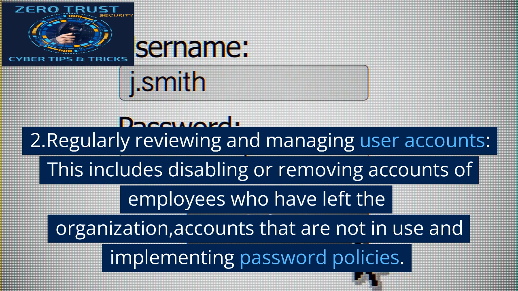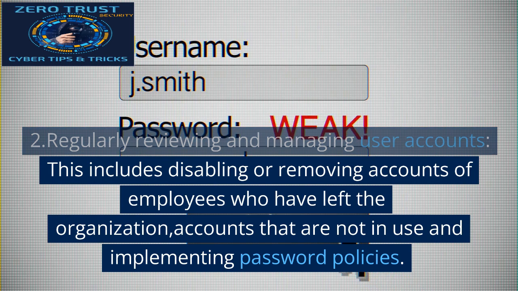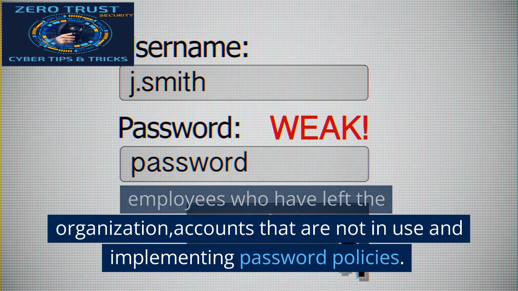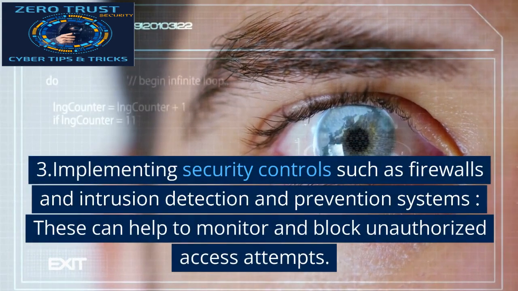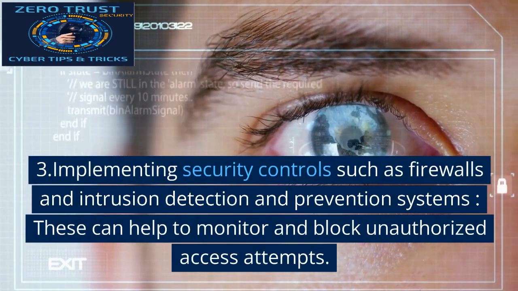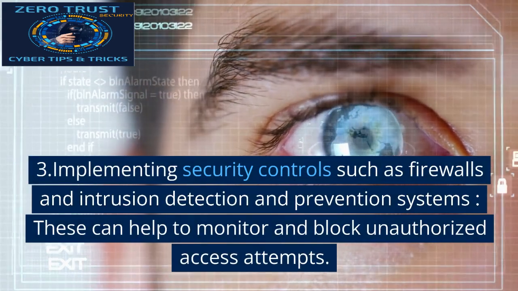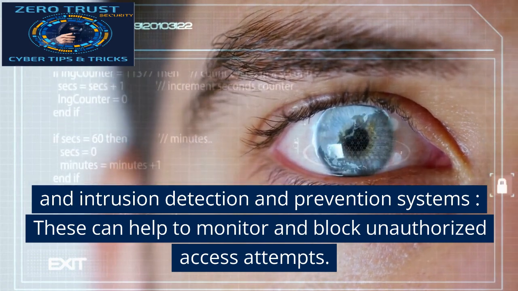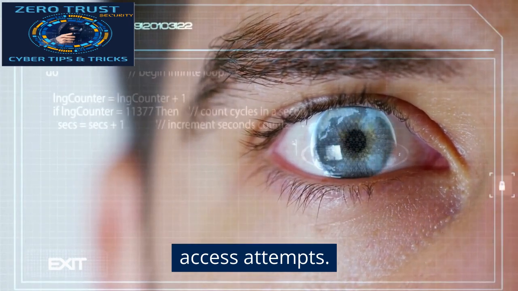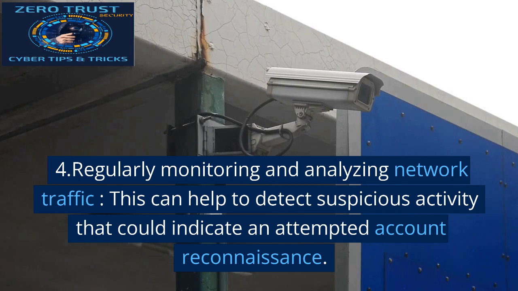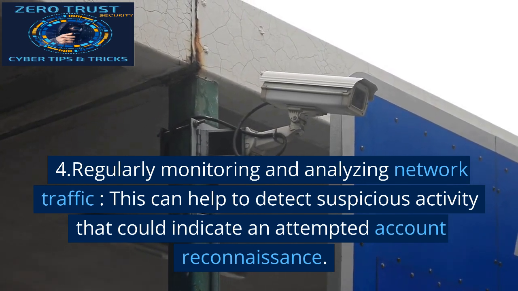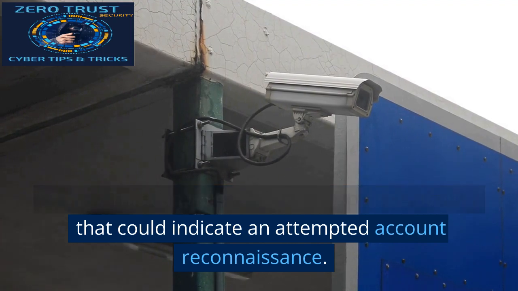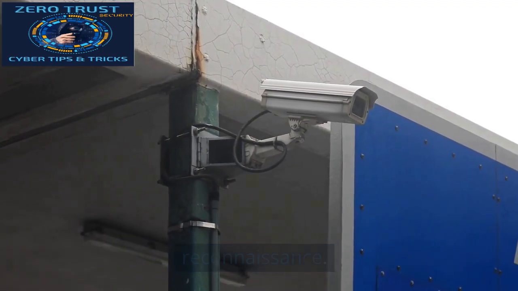This includes disabling or removing accounts of employees who have left the organization, accounts that are not in use, and implementing password policies. 3. Implementing security controls such as firewalls and intrusion detection and prevention systems. These can help to monitor and block unauthorized access attempts. 4. Regularly monitoring and analyzing network traffic. This can help to detect suspicious activity that could indicate an attempted account reconnaissance.